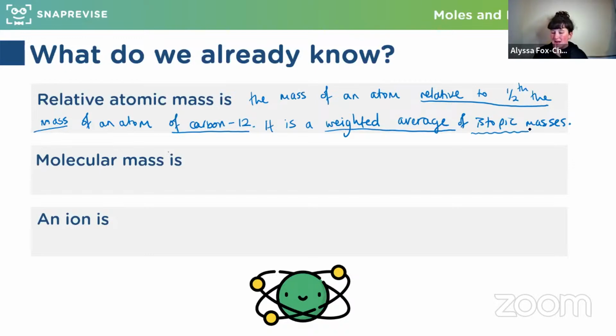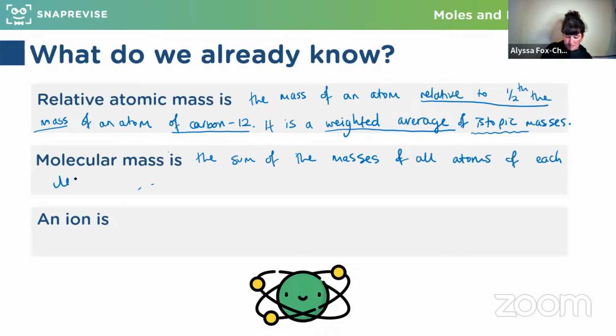Okay, molecular mass. In simple terms, it's the mass of a molecule, as in molecular mass. But we can also describe it as the sum of the masses of all atoms of each element in a molecule. The key point being that it is the whole of the molecule, the mass of the whole of a molecule, not just one of each atom or anything like that.